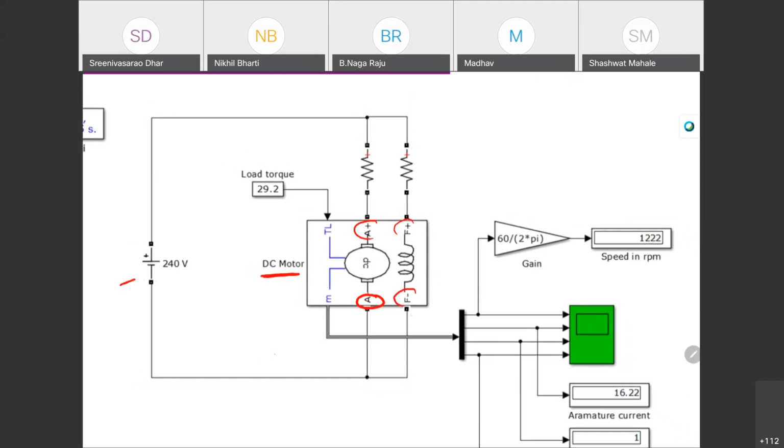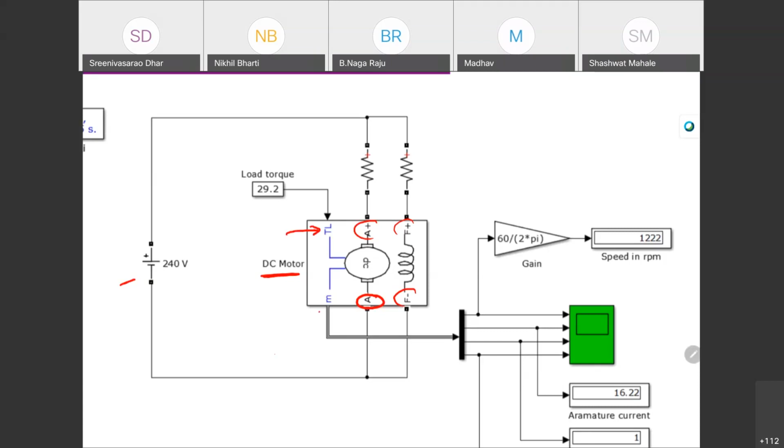If you want to operate with a series connection, you just have to properly connect the field winding. If you want a separately excited machine, the field winding is externally connected to some other DC source. Here, this is the load torque, the mechanical load equivalent. We need to input a mechanical load torque to this one.